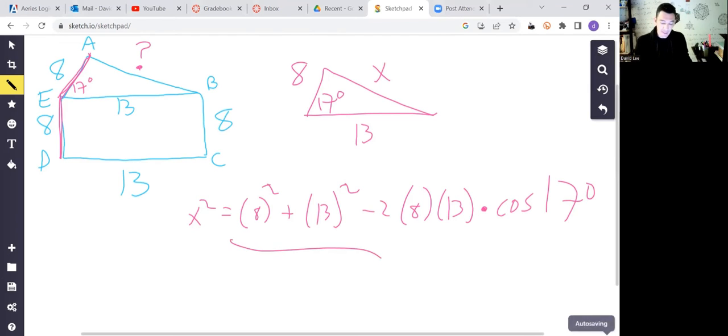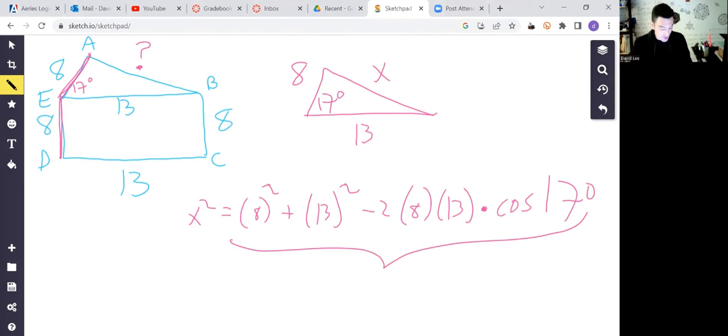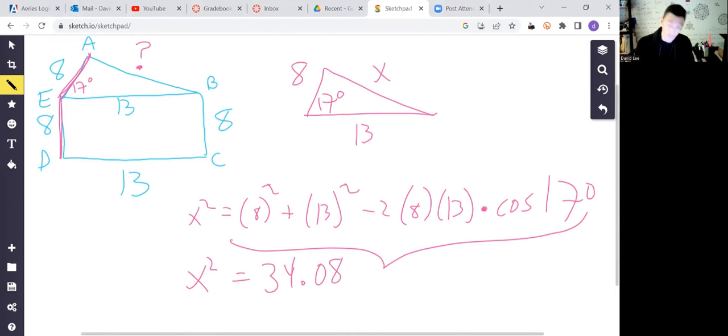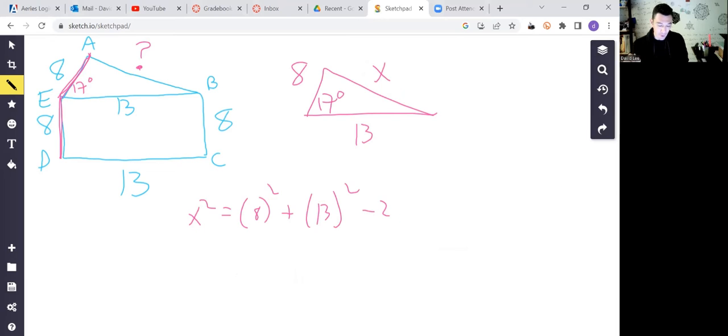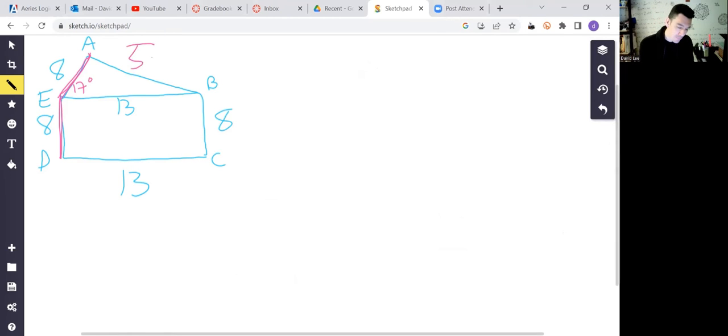And what's cool about this is if you look at the whole right-hand side, that is just a number. And let's type in that number. So we have that plus that minus that times that times that. Oh, look, I'm getting about 34.08 for the right-hand side. We then square root and we get about 5.84. So X is about 5.84. So that goes in here, but really that goes into the question mark, which is AB, 5.84. Let's get some space. So we know that the question mark is about 5.84.